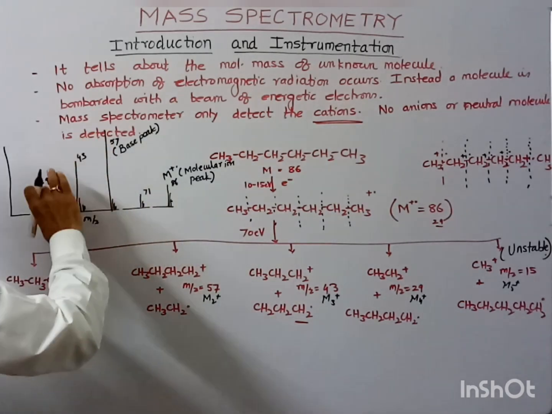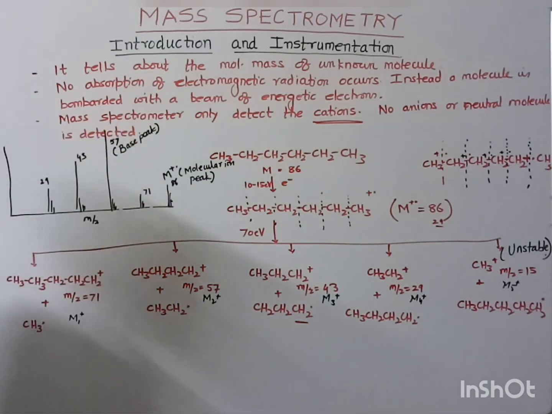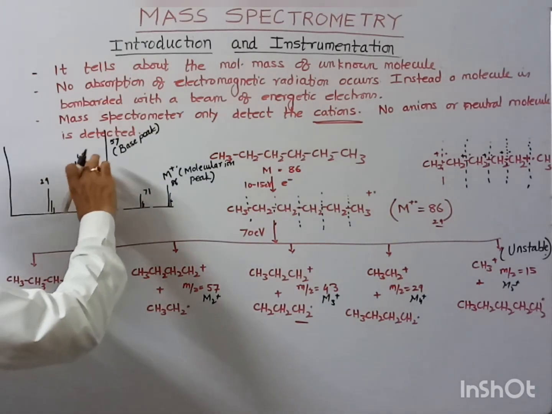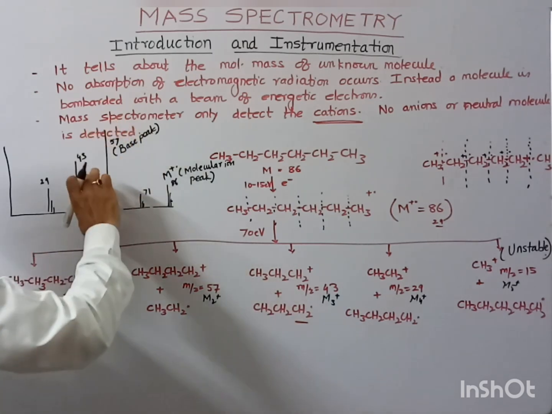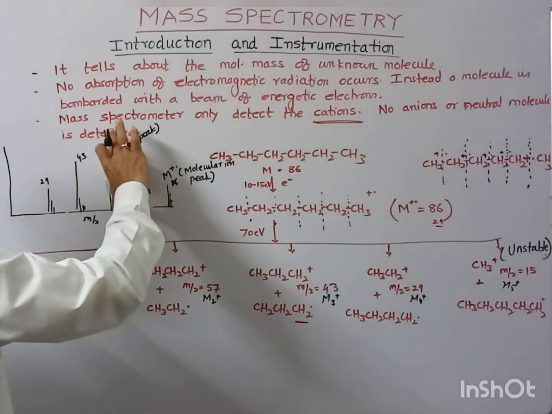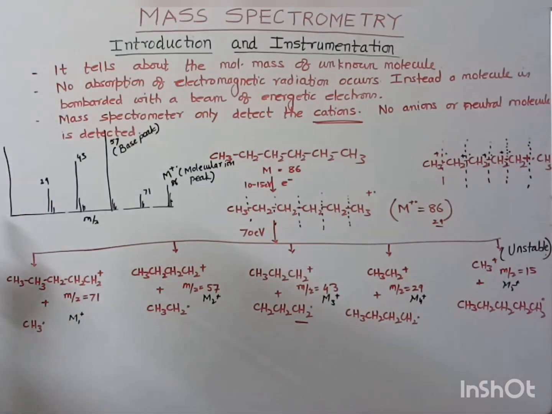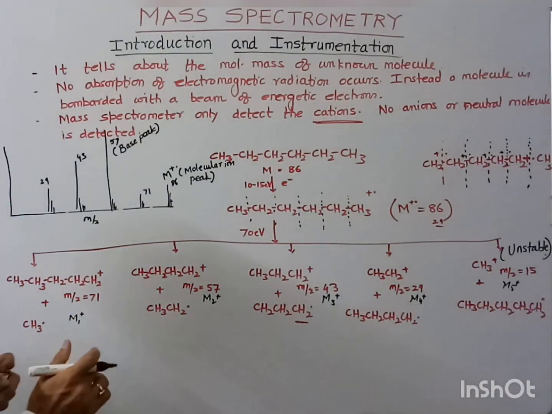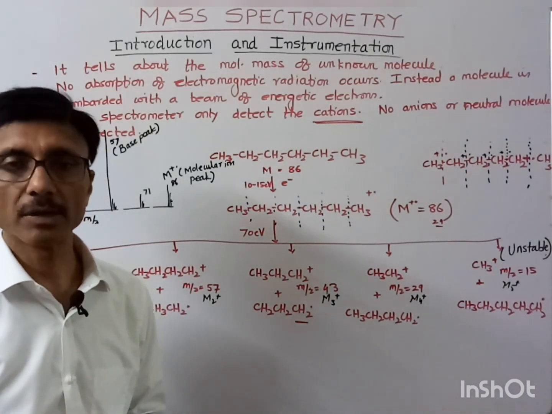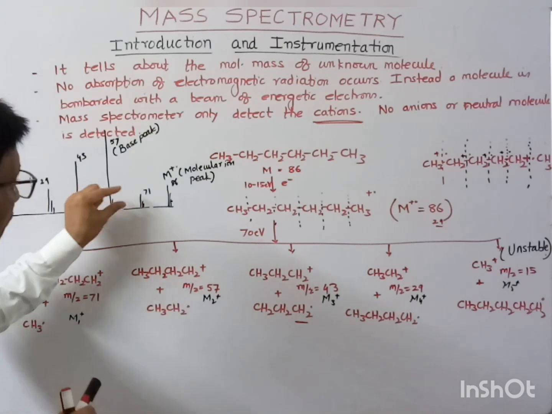Suppose the relative abundance, meaning the height of this peak, is mentioned relative to this base peak. Suppose it is 100, then this would be suppose 40. Relative to this, if it is taken as 100, then this would be taken as suppose 75 or 80. Relative to this, suppose it is 100, then this is taken as suppose 30. So that's why we say that this is a relative abundance. And this relative abundance also tells the stability of the molecular ion or the fragment ion.